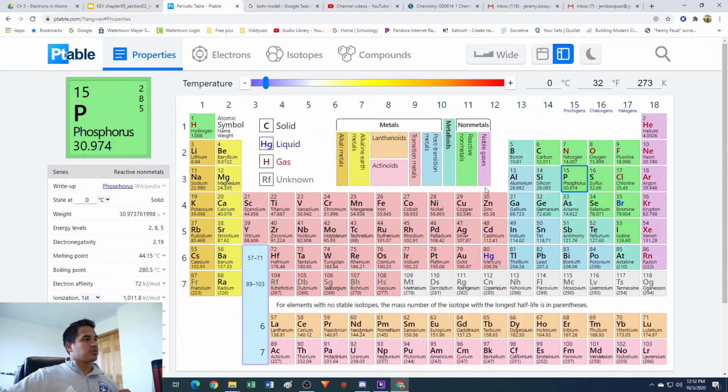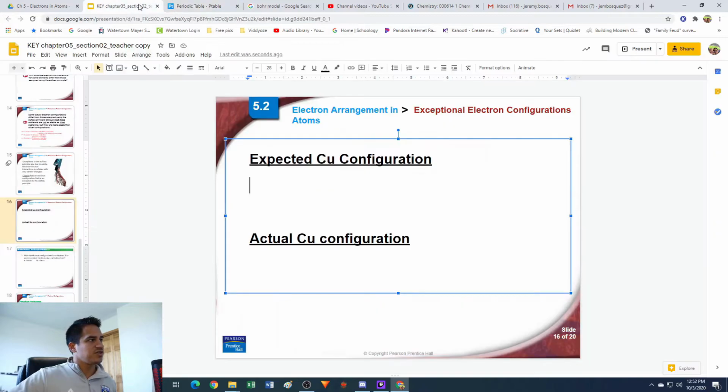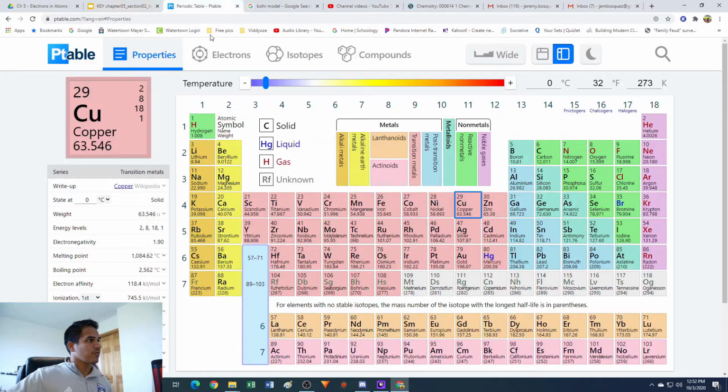We're going to write in what we expect copper's configuration to be and then what it actually is. Let's look back at the periodic table and find copper. Copper is here. It's element 29. I'm going to do this one kind of quicker. For copper, we would have 1s2. Again, we always start up at hydrogen. So row 1, s block: 1s1, 1s2. Remember, helium sits right here. So 1s2. Then we go to the second row, so 2s2.